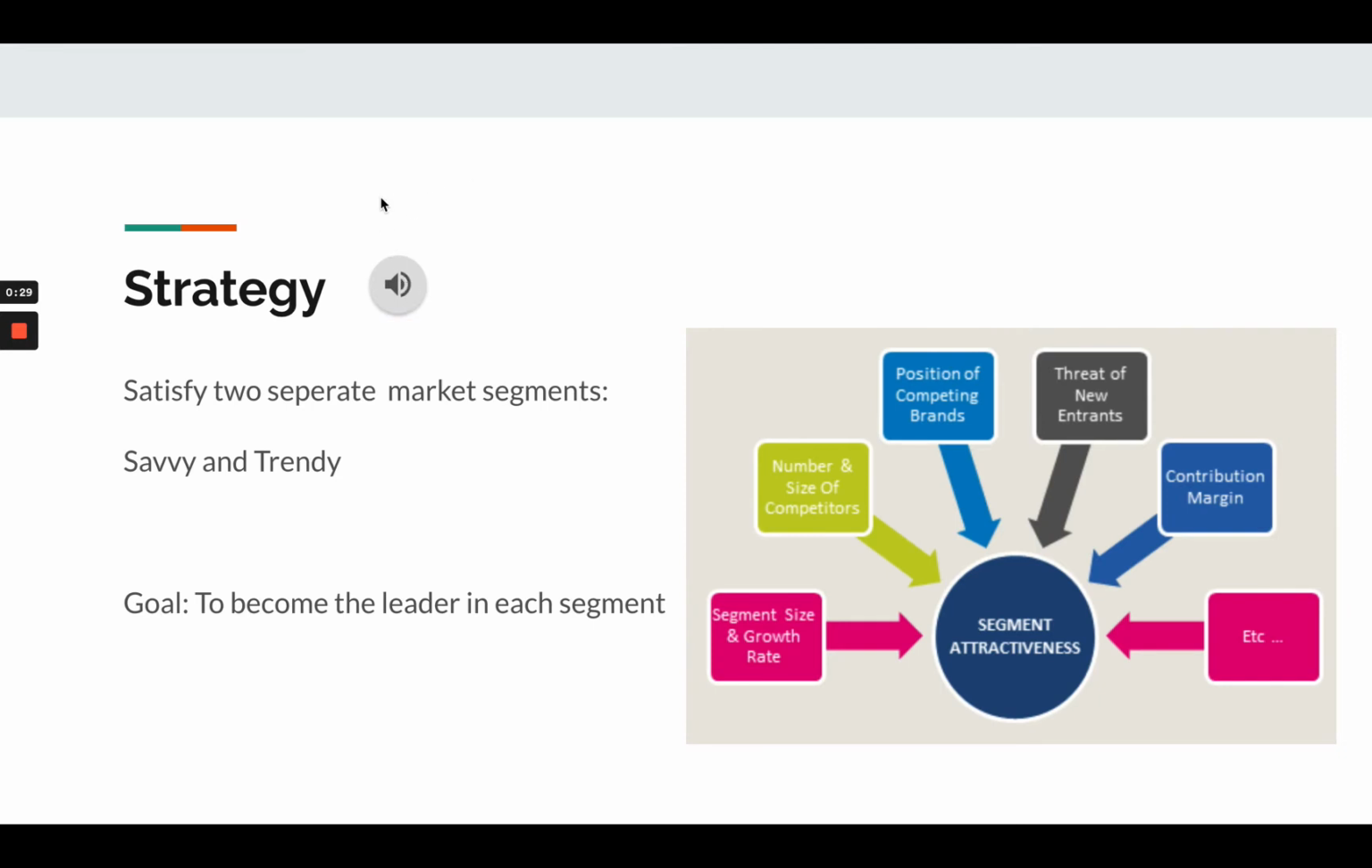Our strategy was to use Mojo and Moon to satisfy two different market segments, one for savvy users and one for trendy users, with the goal of becoming the leader in each segment.